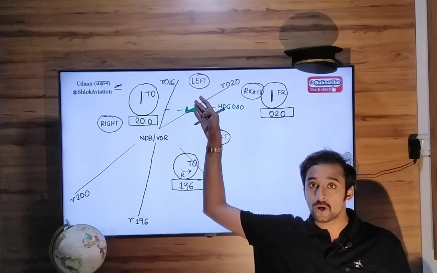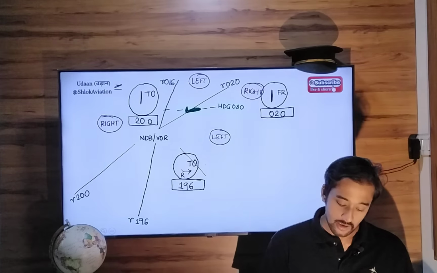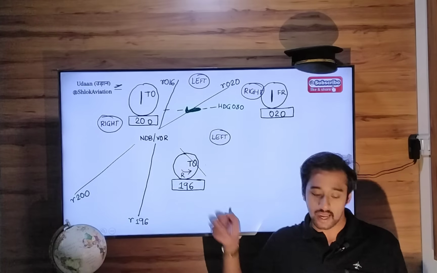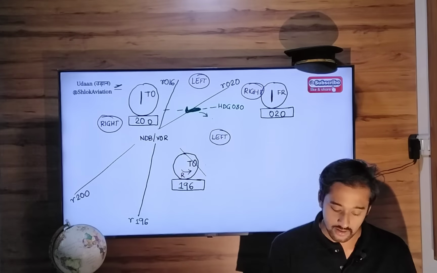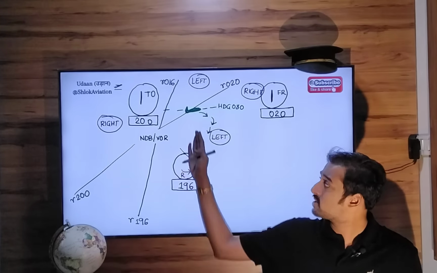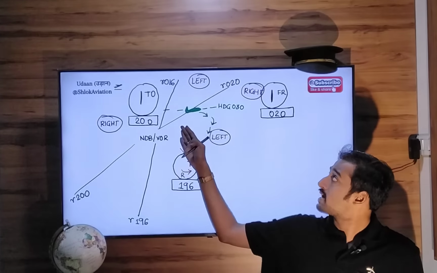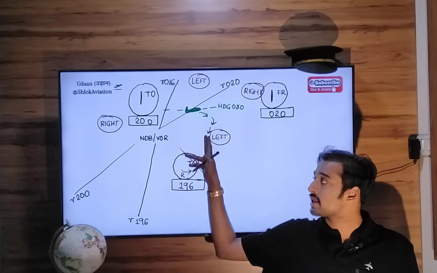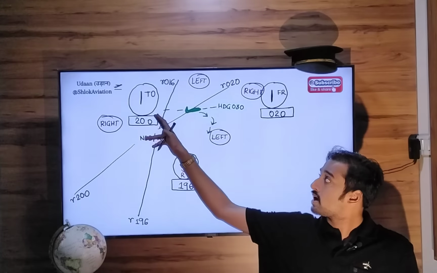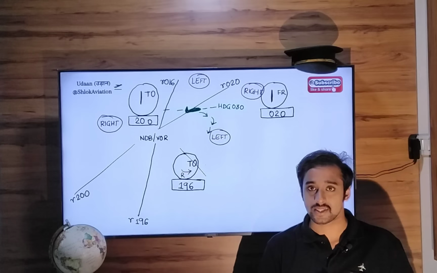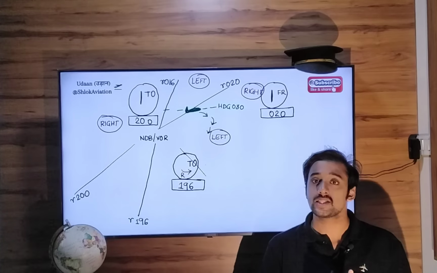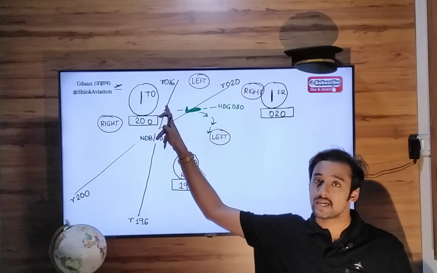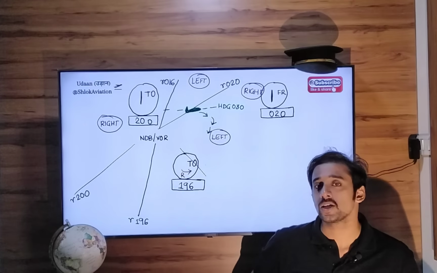Okay, you are actually flying outbound, and in that scenario, if you follow the CDI needle, which is telling you to fly right, you will turn your aircraft erroneously to the right hand side, and you will intercept radials 030, 040, 050. You will keep doing that, make a full turn until you intercept radial 016. When you intercept radial 016, the CDI needle will automatically come to the center, but that is not the correct procedure of flying.